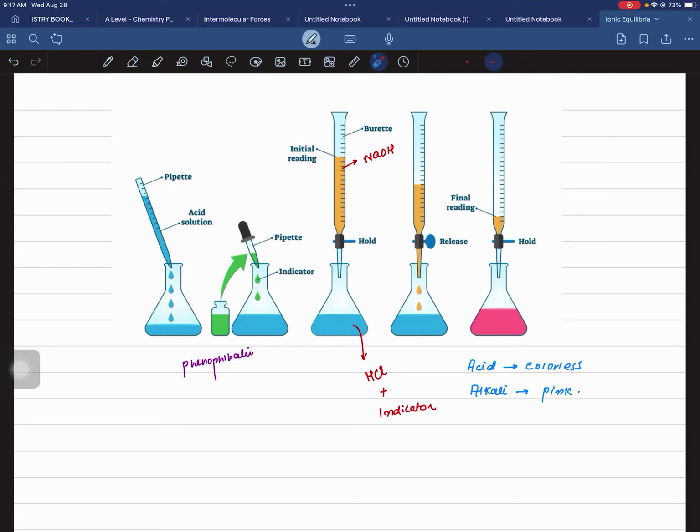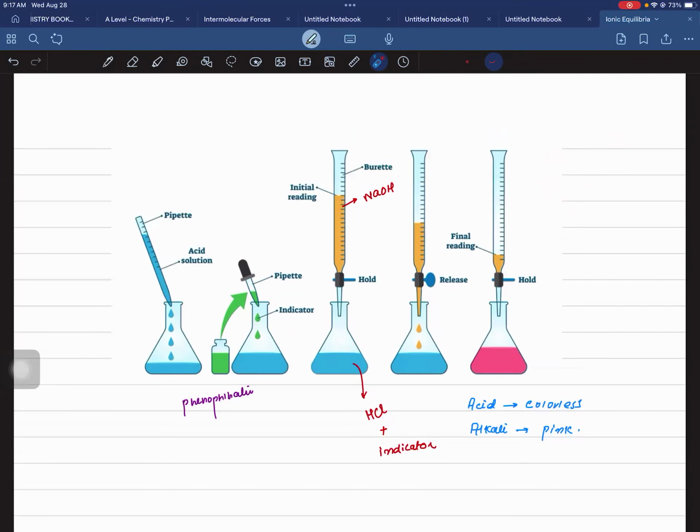Then I ask, why are you not going to see any color change? Because you will say that, sir, phenolphthalein is pink in the presence of base. So in the conical flask right now, there is no base, because still the acid is left, that is 2 cm cube.